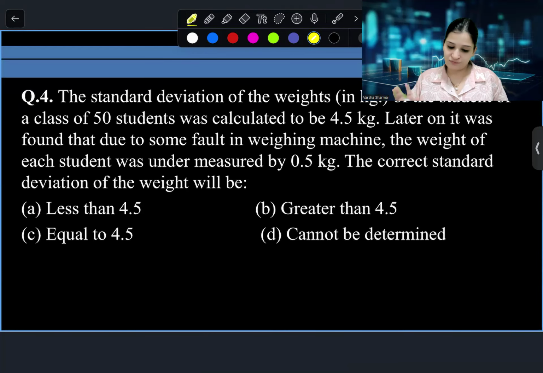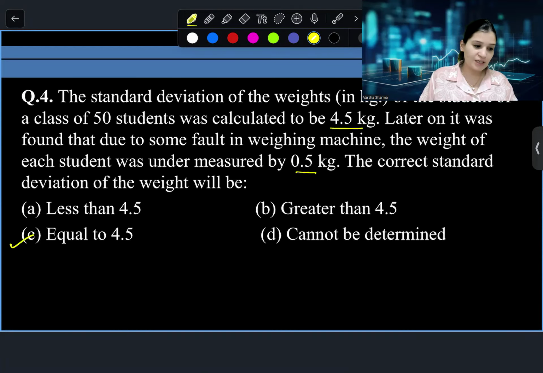Equal to 4.5. Question number 4. If the standard deviation of the weights of the students in a class of 50 students was calculated to be 4.5, later on, due to some fault in the weighing machine, the weight of each student was under-measured by 0.5. That means all of them got increased by 0.5. If you add or subtract something, will it matter? No, it will remain the same. So it will be equal to 4.5.